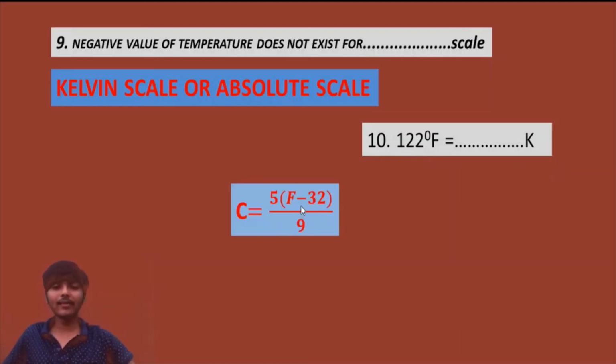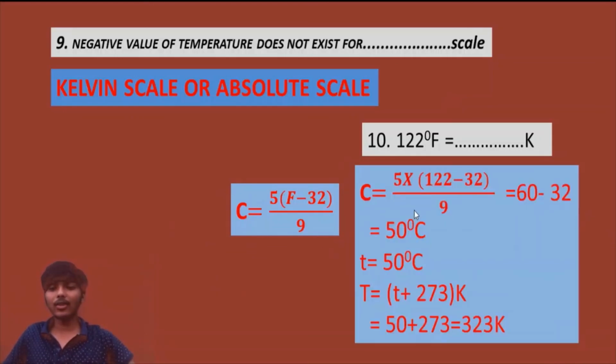First, you have to convert F in terms of C. Then we have to convert C in terms of K. So here C is equal to, substituting F by 122, (122 minus 32) by 9 times 5, which is equal to 10 times 5, that is 50 degrees centigrade.